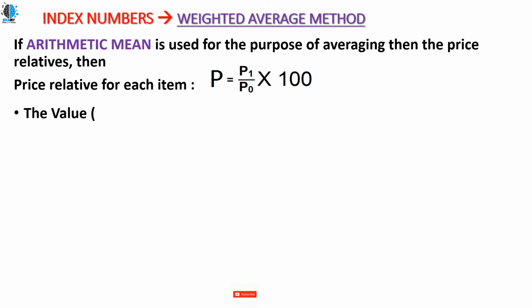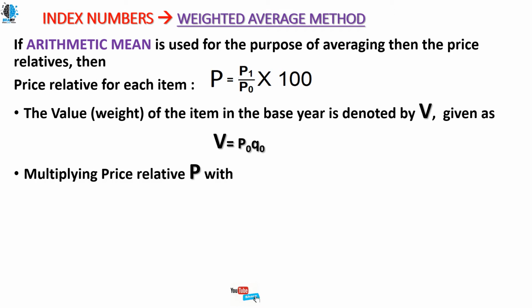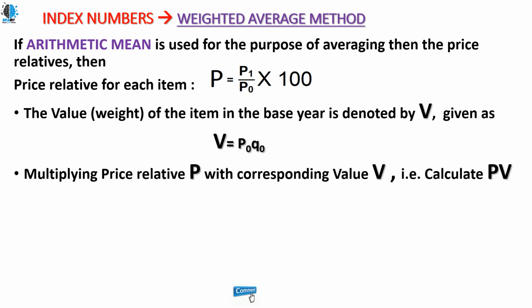Next, we need to find the value, that is weight. The value weight of the item in the base year is denoted by V and given as V = P0 Q0. So the weight is the product of the base year price and the base year quantity. We have to find the value, that is nothing but weight. Then multiply the price relative P with the corresponding V, that is calculating PV. P stands for the price relative, V stands for the weight. So we have to find the product of price relative and the weight of the respective item.